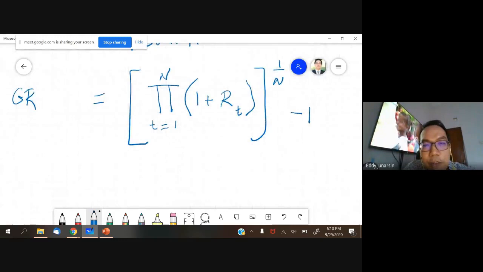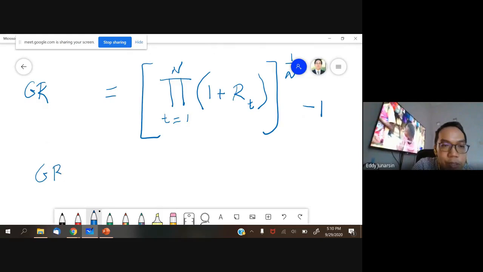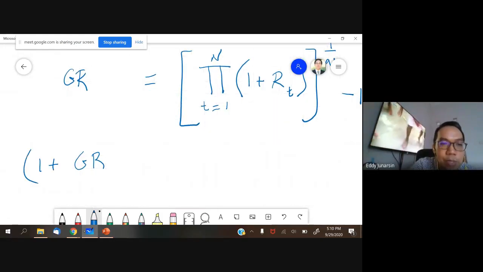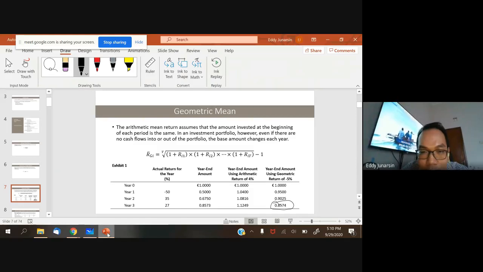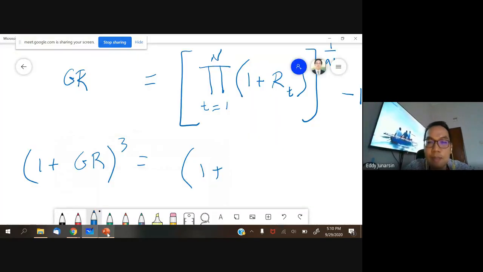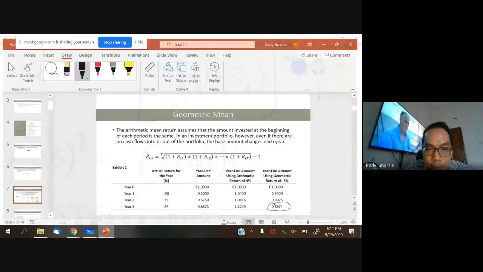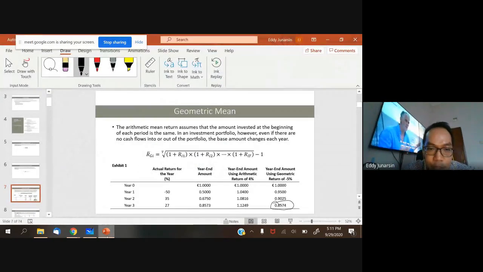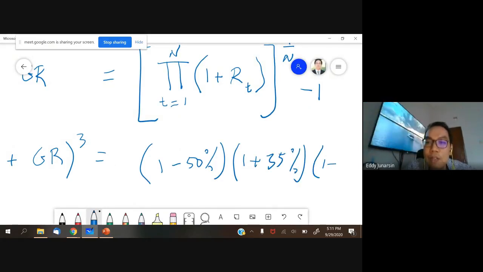For example, in this example, we have 3 periodic returns. So I will write it again: 1 plus geometric return, we have 3 periods. So this should equal what? 1 plus the first one. What is the first one? Minus 50%? So 1 minus 50%, multiplication, the pi. What is the second one? 35, and 27.